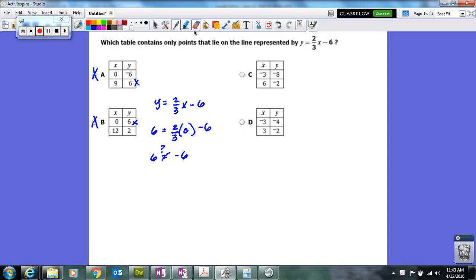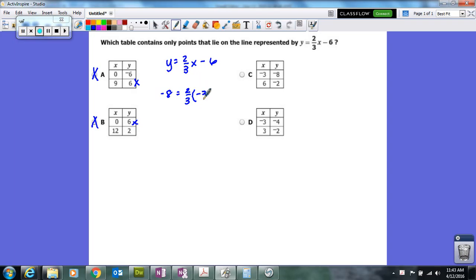So we're narrowing this down. We only have two possible answers left. C or D are the ones that we have. So let's go ahead and try the ordered pair in C. Again, the equation, y equals 2/3 x minus 6. I'm going to take my y value of -8 for this first ordered pair and replace it where the y is. And I'm going to take my x value of -3 and replace it where the x is. So 2/3 of -3 minus 6. Hopefully this stuff over here will equal this stuff over here.